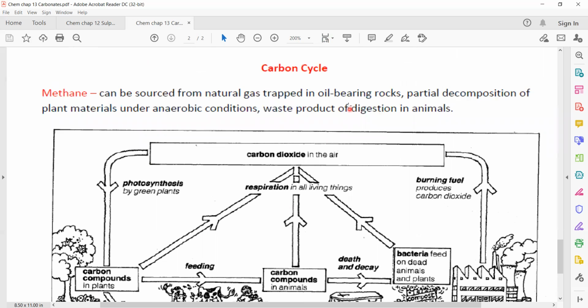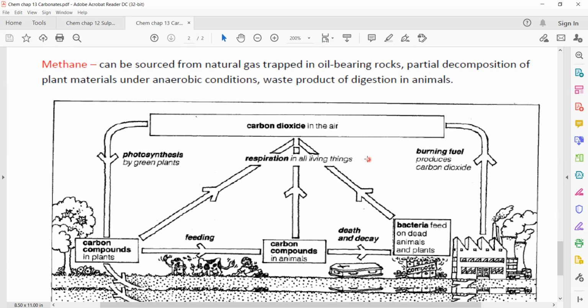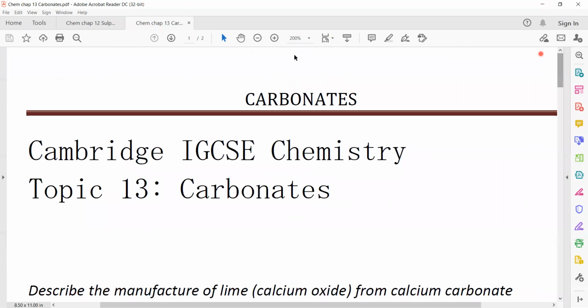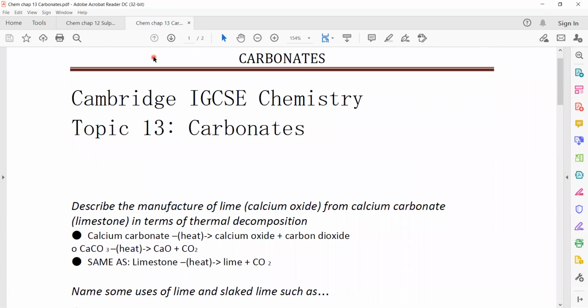Then another gas which is methane. Methane is also a greenhouse gas, and can be sourced from natural gas trapped in oil bearing rocks, and partial decomposition of plant material under anaerobic conditions results in a formation of methane, as well as waste product of digestion in animals. And methane is having a greater greenhouse factor than carbon dioxide. So these are two topics, 12 and 13. Quick revision.